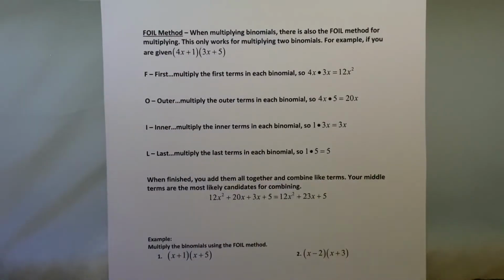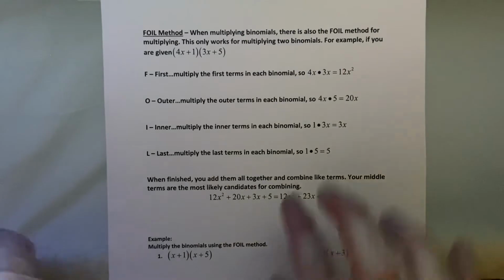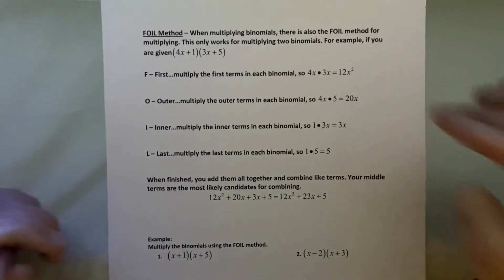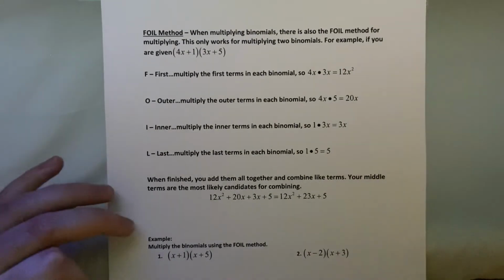They're telling you which terms to do. However, the homework is not going to know if you use the FOIL method. So if you have another method you like, the box method, feel free to use that. And of course, I'm never going to force you to use FOIL on any test. When finished, you just combine your like terms, which are usually the middle terms, and you go from there. So let's practice this.